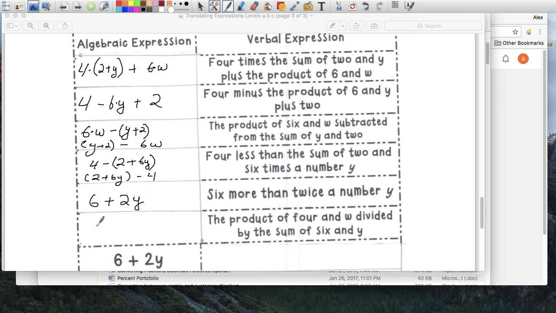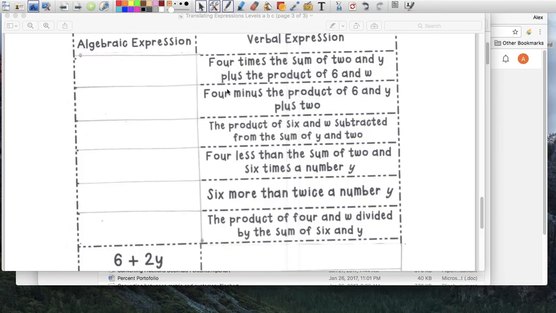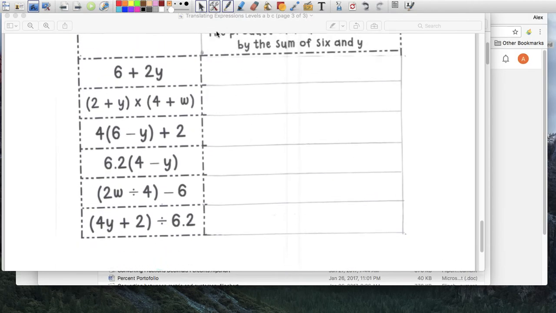The product of 4, product is multiplication, so multiplying 4 and w. And I'm going to divide that by the sum of 6 and y. 6 plus y. Put that in parentheses if you like. So product of 4 and w, that's 4 times w divided by the sum of 6 and y. Keep it simple. 6 plus the product of 2 and y. You can say 6 plus 2 times y.